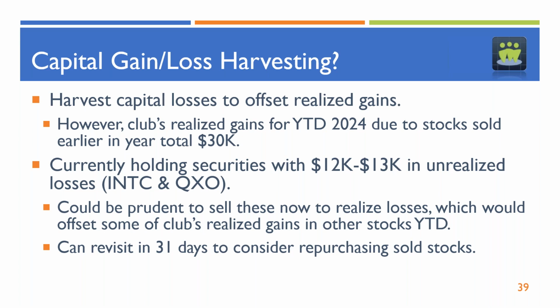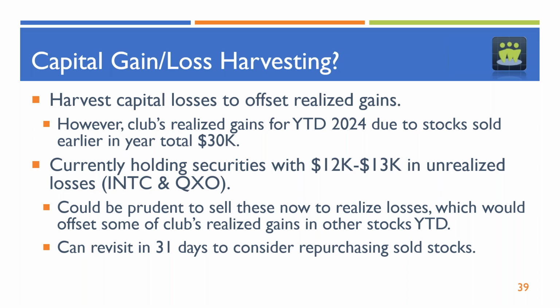And so I took a look at the club's history, and yes, they sold a lot, but they have $30,000 already incurred this year in net capital gains. Some were sold at a loss, but a lot of stocks have been sold at gains, so $30,000. So that's a lot of capital gains to be distributing to partners. They also are holding securities, primarily Intel and that QXO, with $12,000 to $13,000 in unrealized losses. So that's a no-brainer to me.